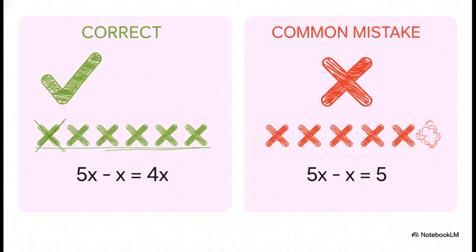Now here's a super important point, a really common mistake people make. You've got to remember that when you just see an x by itself, it's really 1x. So people sometimes think that 5x minus x just makes the x go away, leaving 5. But nope, that's not right. It's really 5x minus 1x, which leaves you with 4x.